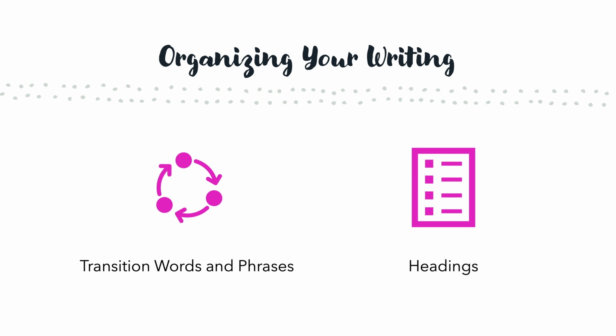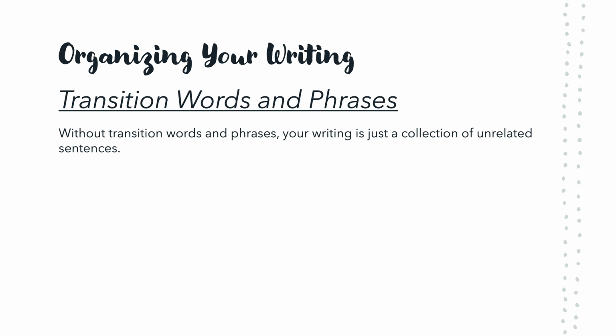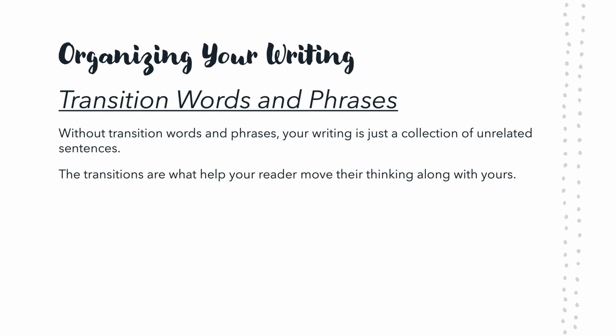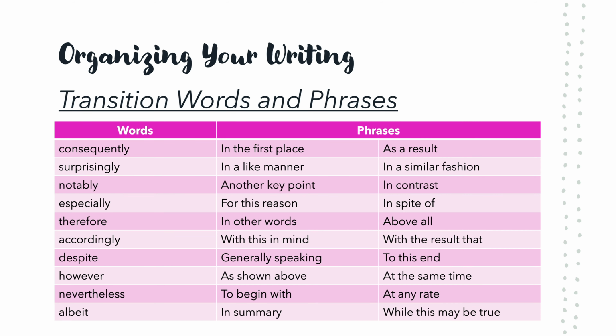Organizing your writing. There are a couple things that I can tell you that will help you be a better writer. And the first is to use transition words and phrases, and the second one is to use headings. Without transition words and phrases, your writing is just a collection of unrelated sentences. The transitions are what help your reader move their thinking along with yours. So use online resources to help you. Just Google transition words, and you'll find lots of lists that can help you.